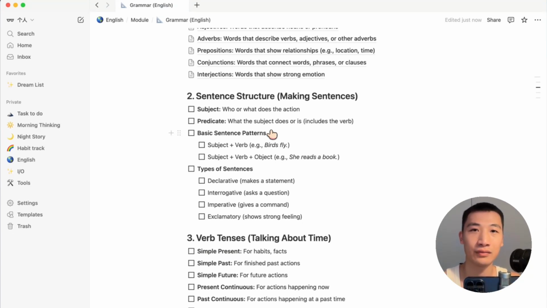Almost. Cat is the subject, and chair tells us where the cat is sleeping, so it's part of the predicate. Sleeps is the verb. That's what the cat is doing.